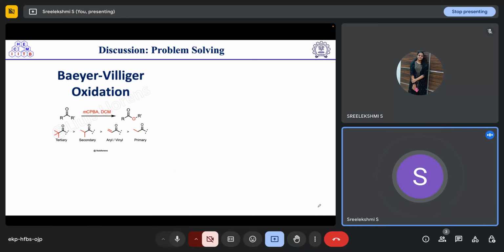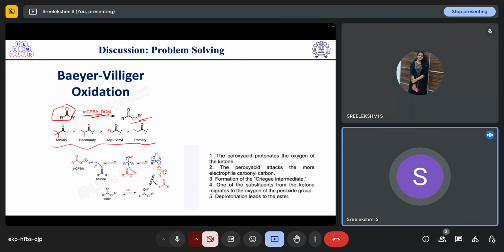Moving to the next reaction, that is Baeyer-Villiger oxidation, which is a rearrangement reaction happening through the oxygen center. So this ketone, when we are treating with mCPBA and DCM, an oxygen is getting inserted and we are getting this ester. And this is the reactivity order: tertiary, then secondary, then aryl or vinyl, and then primary.